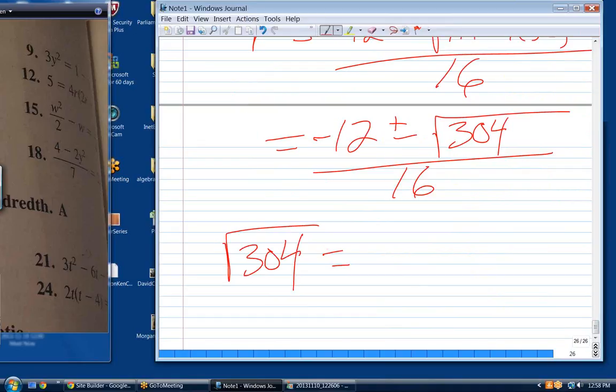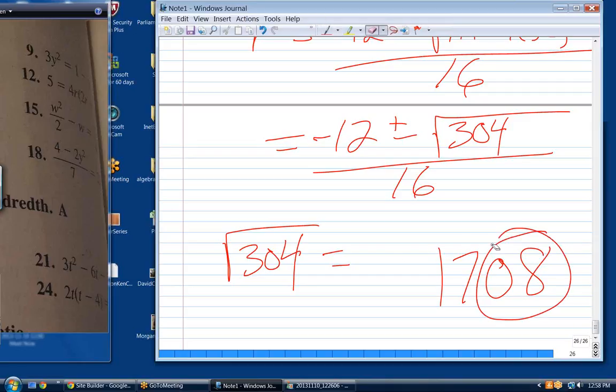Is that divisible by 4? You know how to tell? Yes. To tell whether a number is divisible by 4, look at its last 2 digits. That's all you need to look at. In other words, this number is divisible by 4 because 8 is divisible by 4. So if it has an 04 and 08 at the end of it, it's always divisible by 4?